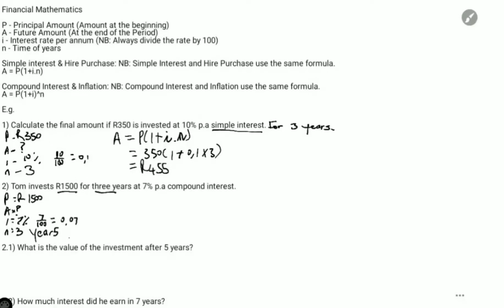And then our formula is compound interest. A is equal to P open bracket 1 plus i, close bracket, to the power of n. So basically that's what to the power looks like.